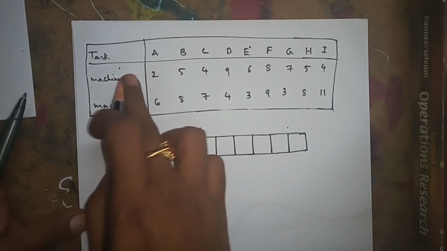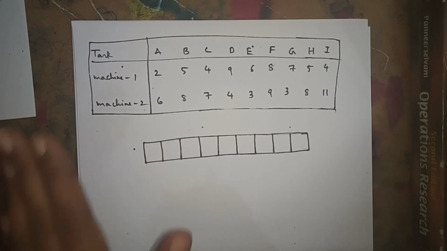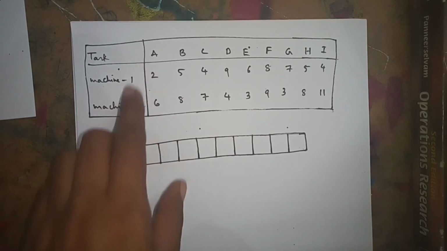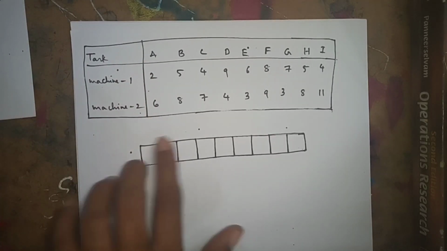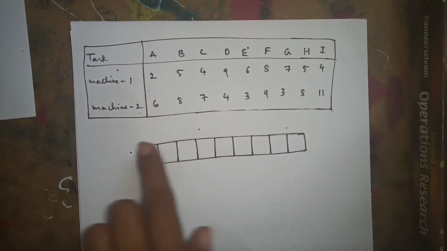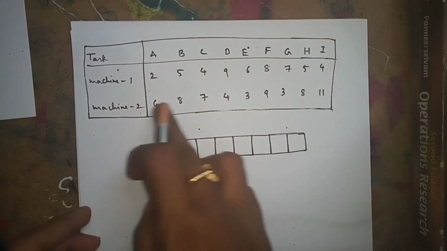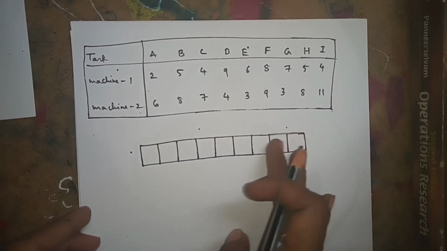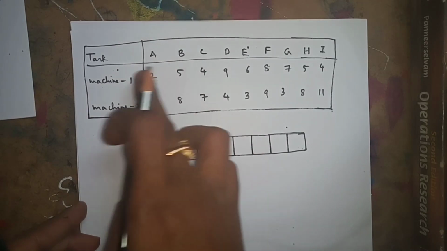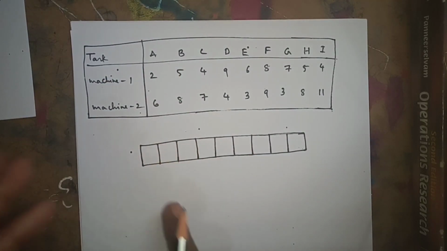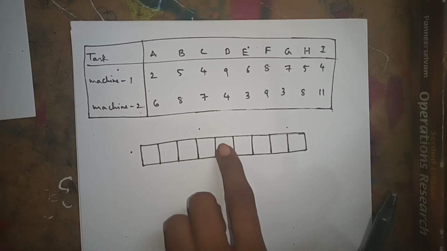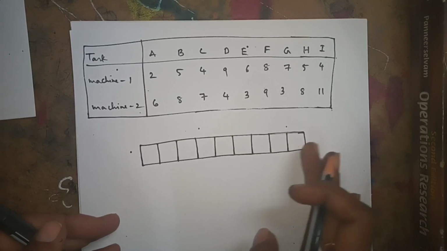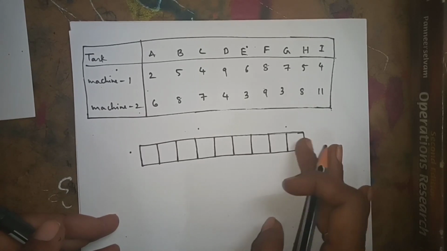2 lies in which row? Machine 1. Machine 1 values you always have to write on the left side. Machine 1 or machine A values you have to write in the left side part. Left side means from this side you have to write, like this. Now machine 2 or machine B values you have to write from the right side, from this side to this side. Machine A or machine 1 values we write from left side, from this side to this side, and machine 2 values you have to write from the right side, from this side to this side.